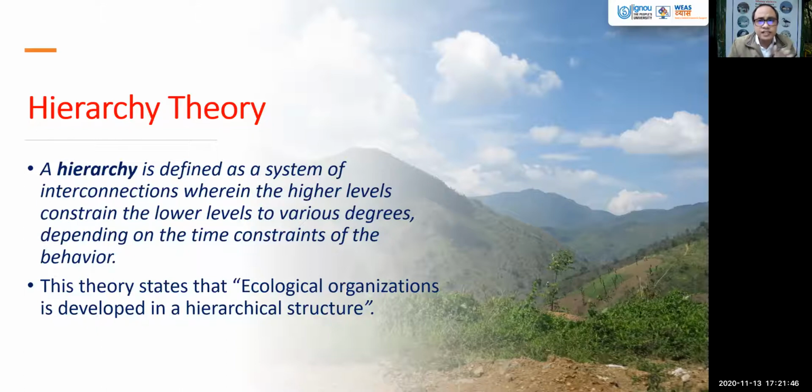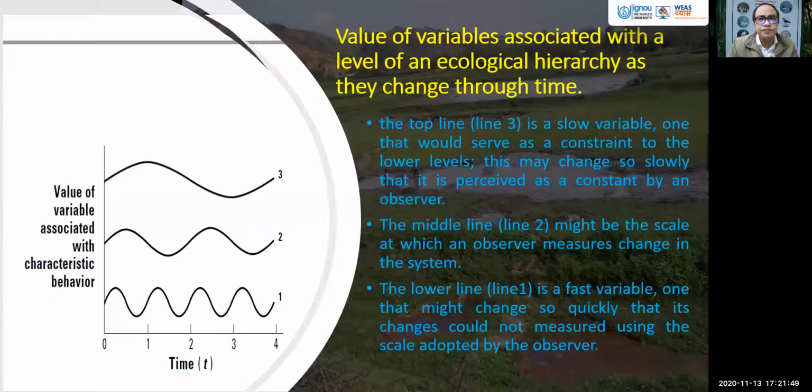So we need to understand the function of those hierarchies. Then you will find out that, for example, in this third one, time against variable associated with characteristics of behavior, because we know that landscape is changing. It's a dynamic process. Landscape is a dynamic process. Here you will see three important characteristics. One is over time, you will be able to realize the changes because of that ecosystem function.